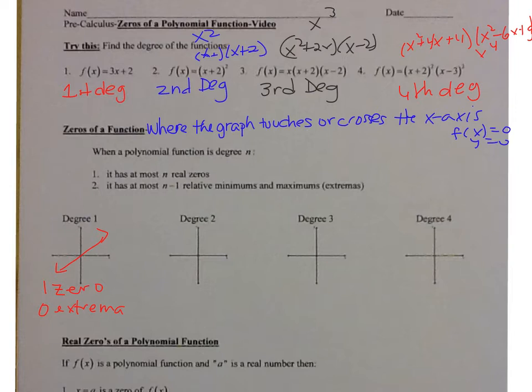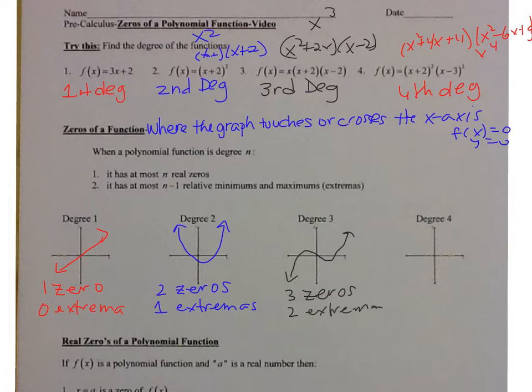A degree 2 would be possibly a parabola that looks like this. So this would have 2 zeros. It has 1 extrema. So if it has 2 zeros, that means my degree is 2. So 2 minus 1 is 1, which means I have at most 1 min or max. A degree 3 polynomial would look like this, and this would have 3 zeros, and that would have 2 extrema.